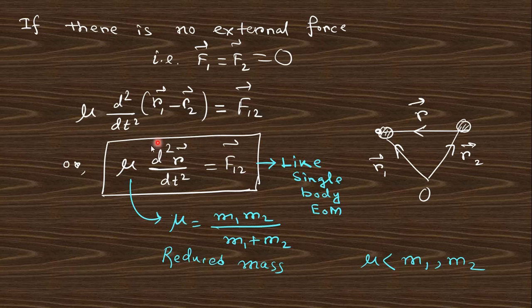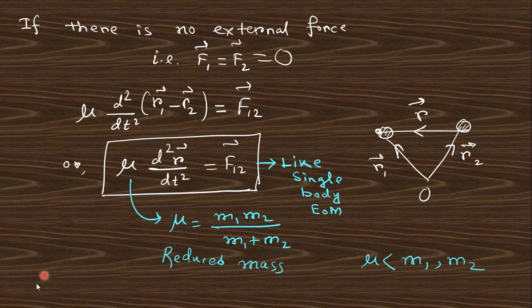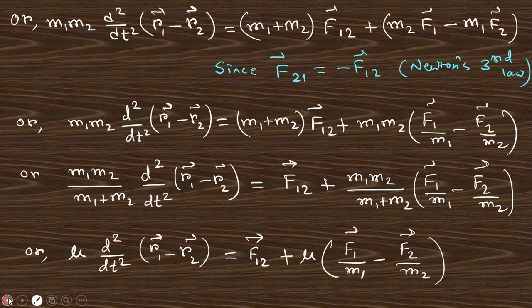And you can see this expression is for a single particle. You can treat the two particles as a single particle, right? I think it is clear. This is the equation of motion of the two body problem.